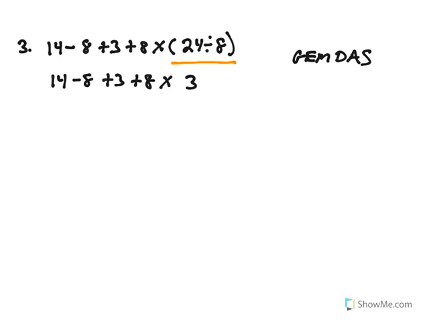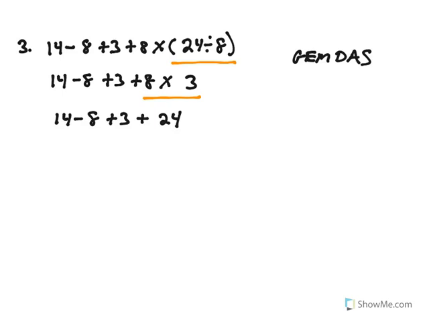Again, 14 minus 8, that's not a multiplication. Plus 3, that's not a multiplication or division. Plus 8, not a multiplication or division. Look, 8 times 3, so that would be a multiplication. So we need to simplify that: 14 minus 8 plus 3 plus 8 times 3 is 24. Okay? And we cleared all the multiplication and division.